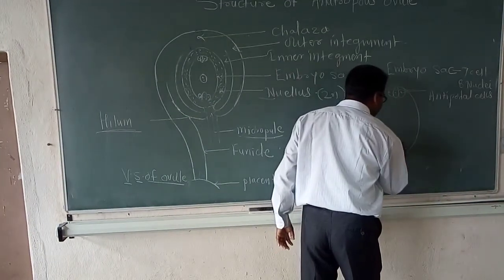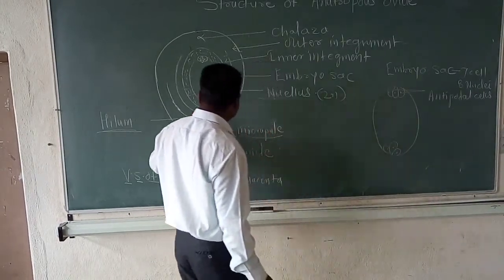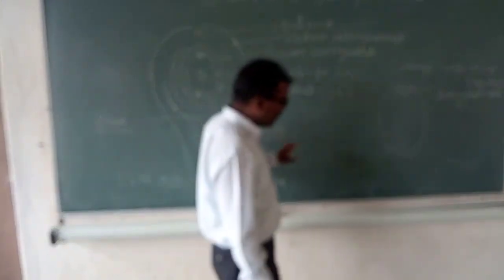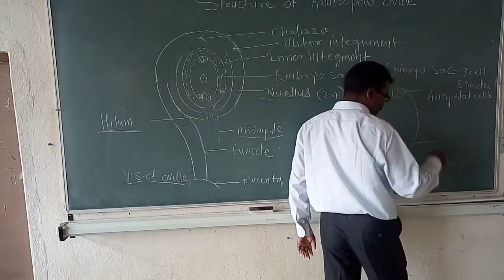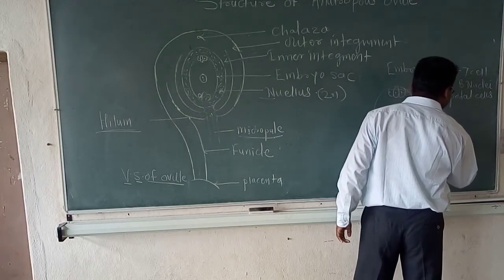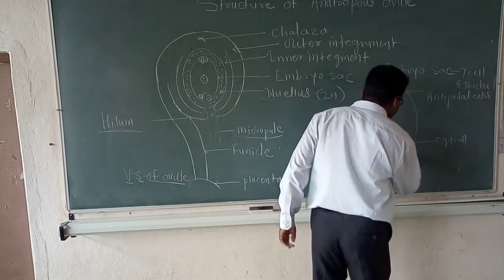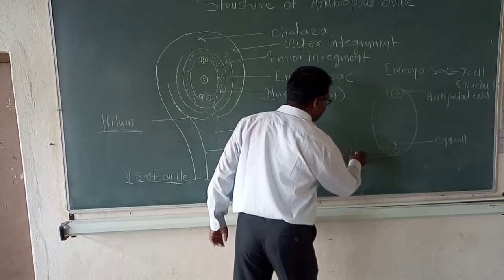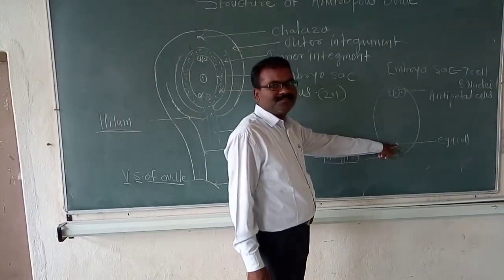Three cells are present at which end? The micropylar end. These three cells are present toward the micropyle. These three cells are called the egg apparatus. The egg apparatus consists of a central egg cell and two lateral synergids. The egg cell is the female gamete.